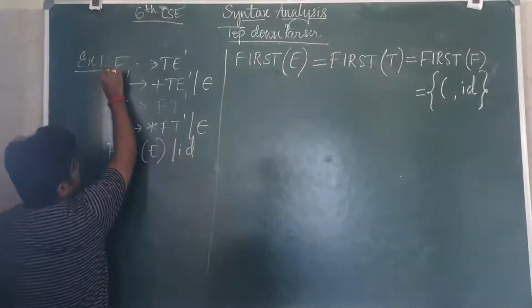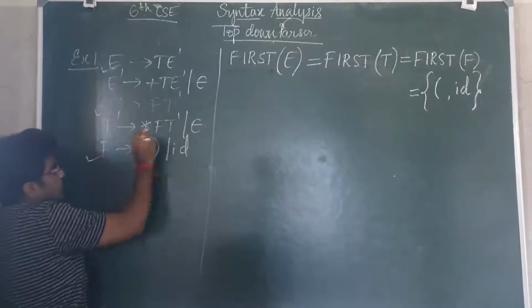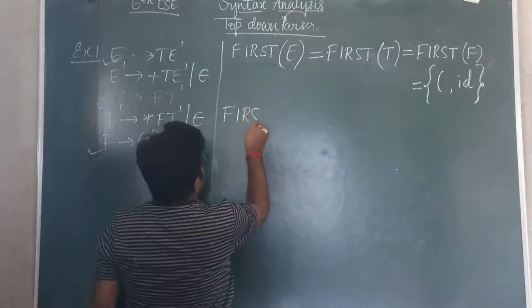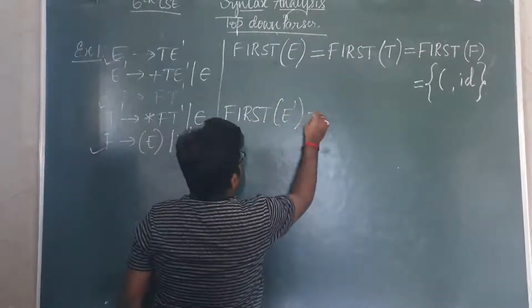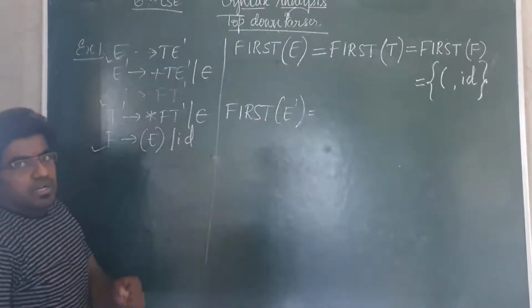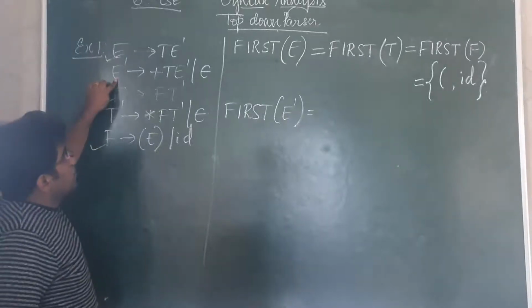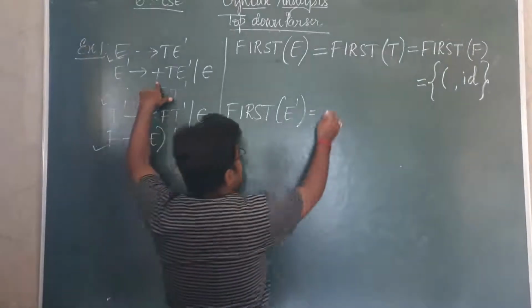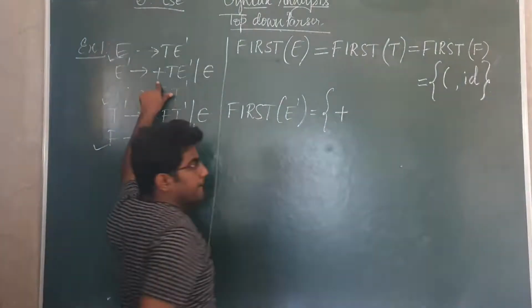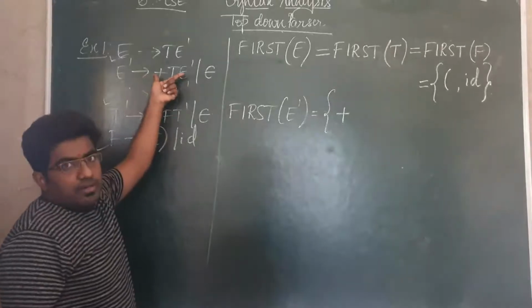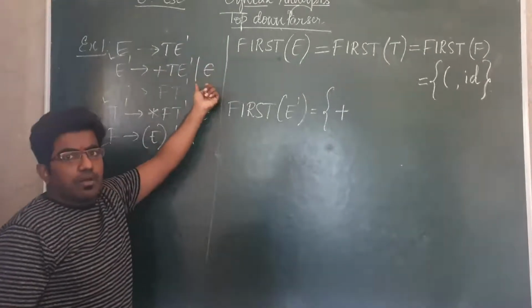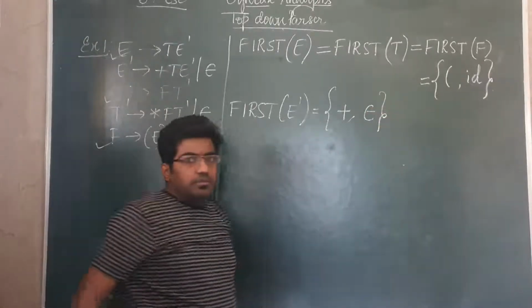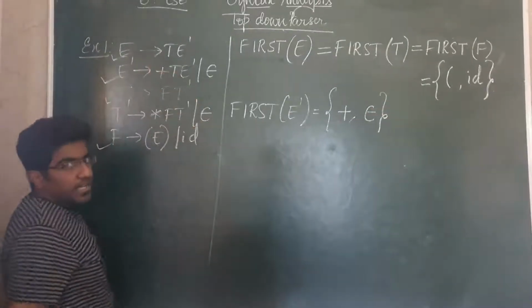For all the non-terminals we have to calculate both the functions, first as well as follow. Now we have computed for E, T, and F. Next left out is E dash. How to compute first of E dash? We check whether a terminal exists in the very beginning of the RHS. Yes. So first of E dash will be plus. For this production. We have one more production with epsilon, which is also a terminal, so we consider that also. We have completed E dash.